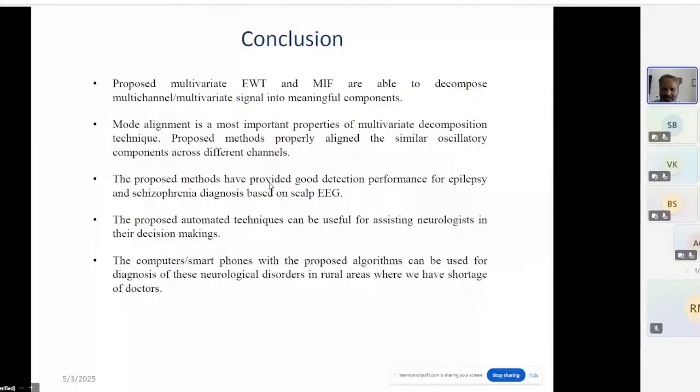The proposed automated techniques can be useful for assisting neurologists in their decision making. And the good thing is that they are in the form of software, so they can be nicely integrated with computers.